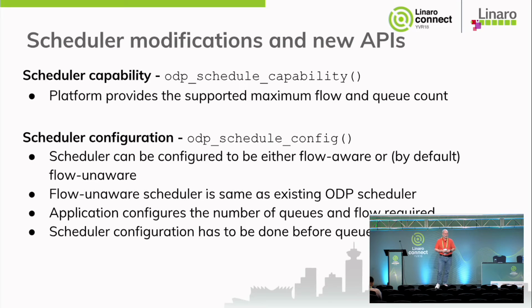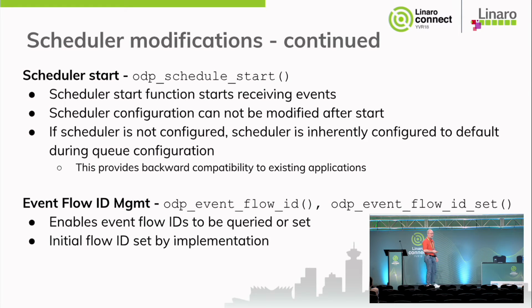more intelligent. The important point is that the scheduler configuration has to be done before queue configuration, since once the scheduler is up and running, that definition is locked. ODP Schedule Start is a new API that basically says I'm done configuring, so you can start dispatching things. The scheduler configuration cannot be modified after start. We initially thought of having an ODP schedule stop and then being able to reconfigure, but the current thinking is that that's overkill and is not really necessary. If you're going to be in flow aware mode, you'll do that as part of application initialization, and then you're good for the application.